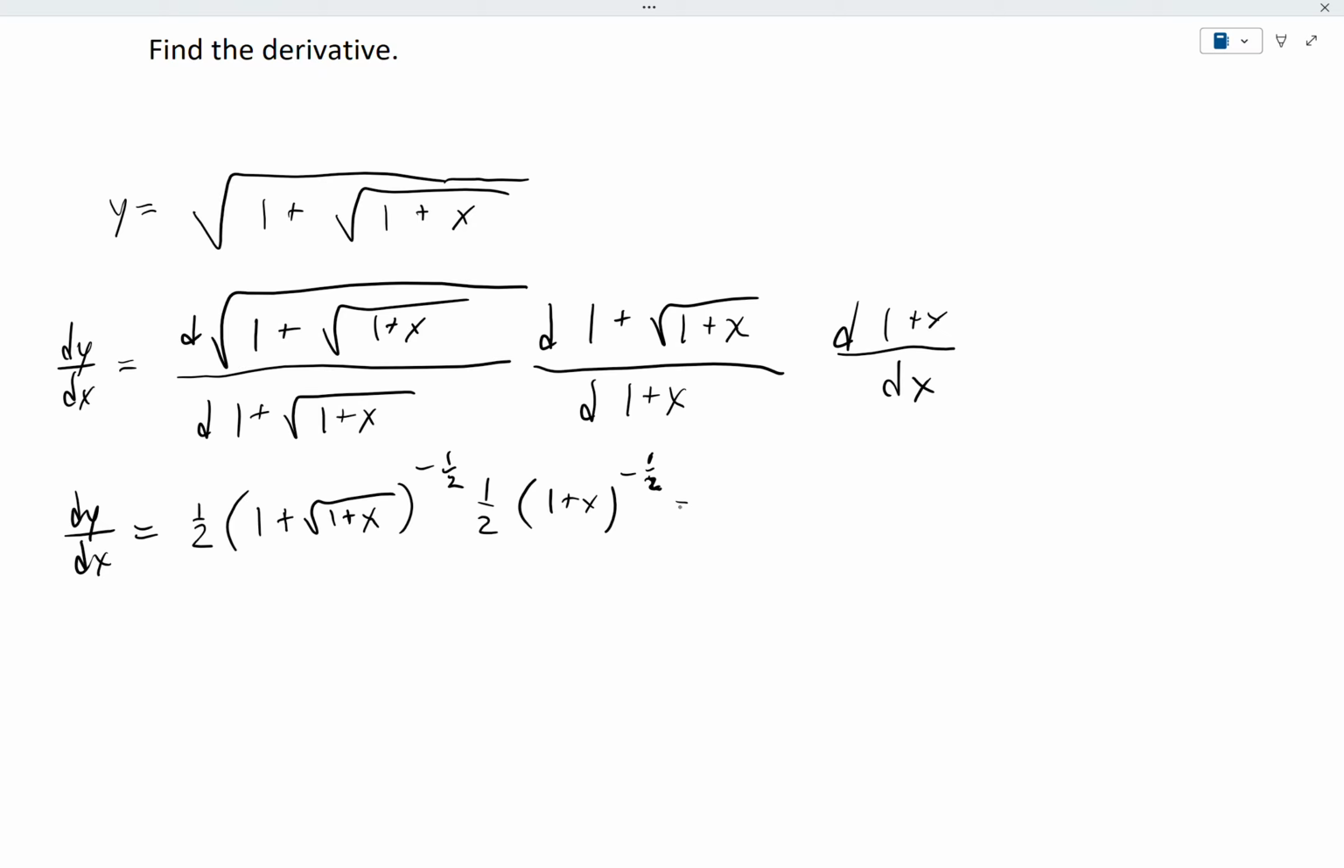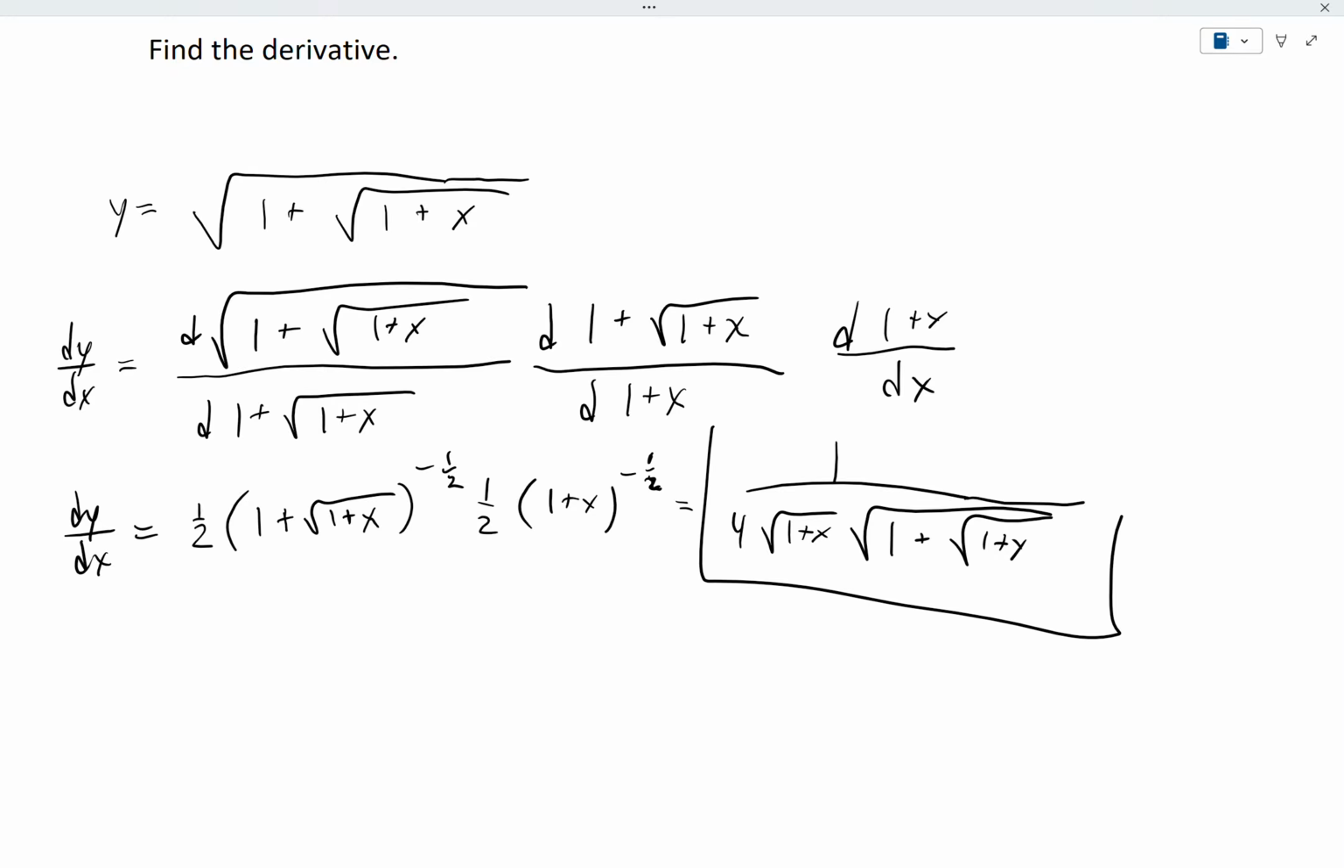So we can simplify this a little bit if we want. This will be 1 over 4 times root of 1 plus x times root of 1 plus root of 1 plus x. So I just took the roots of what I needed to and I moved them to the denominator here, along with our 2 factors of 1/2. So this is the final derivative right here. That's how you do a complicated chain rule problem like this.